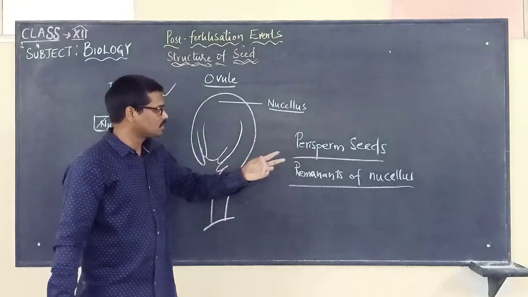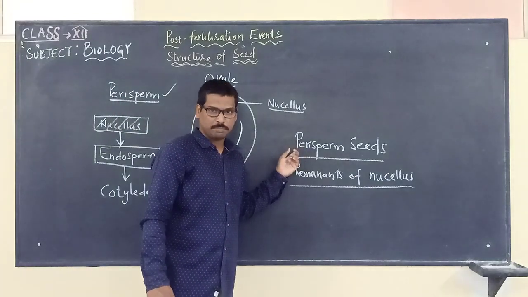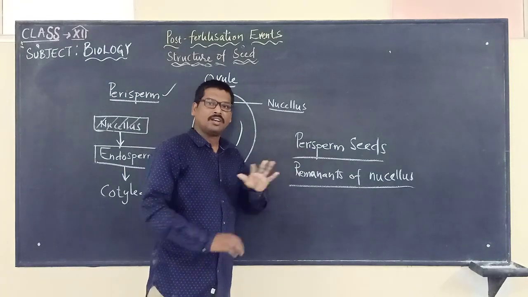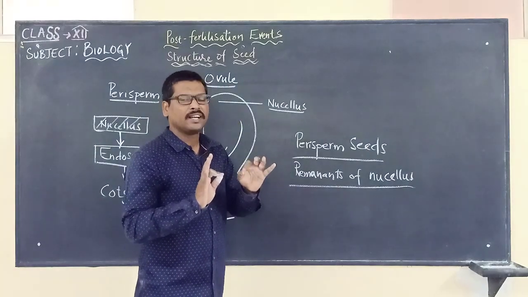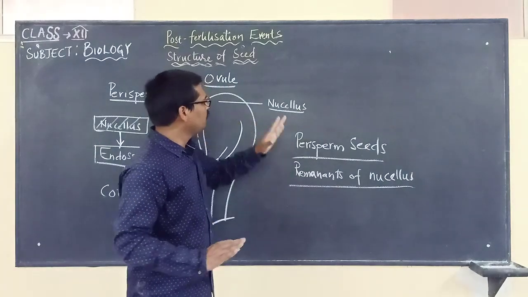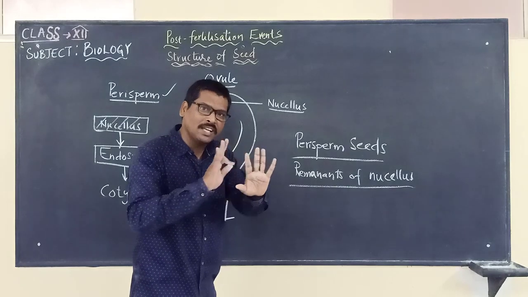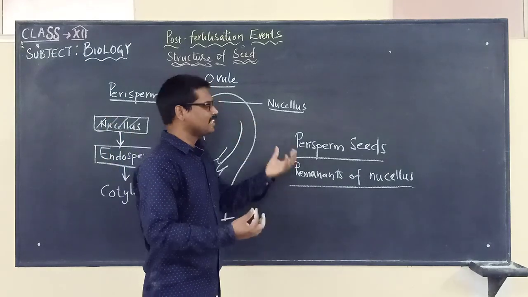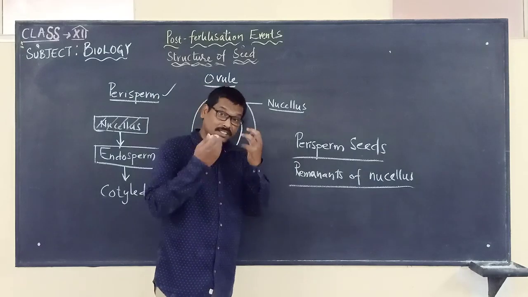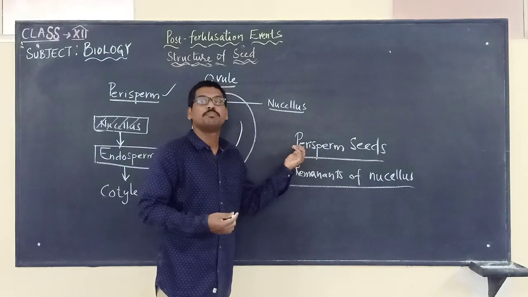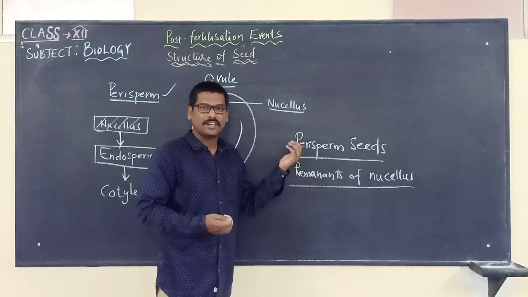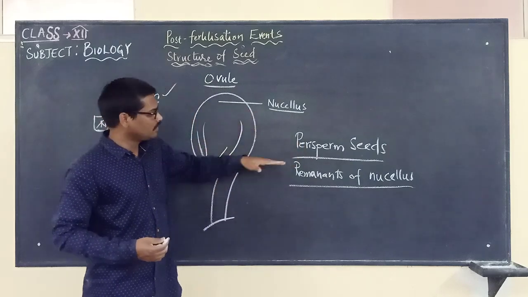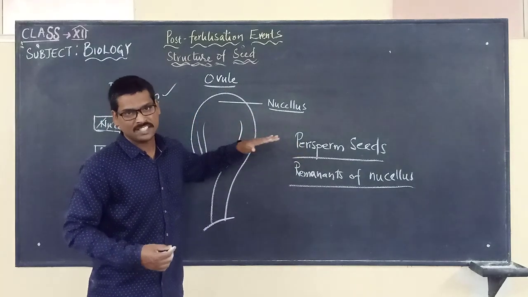And then we call those seeds what? Perisperm seeds. Let us make it very simple: in some seeds, the nucellus is not completely consumed. There will be nucellus present in the seeds. Such seeds are called what? Perispermic seeds. And this condition is called perisperm.